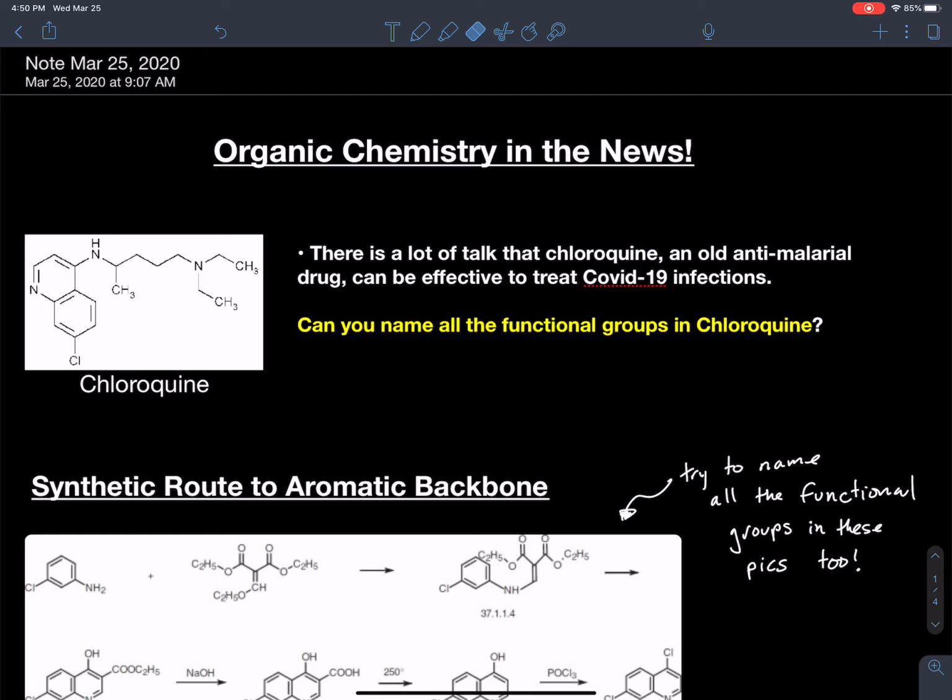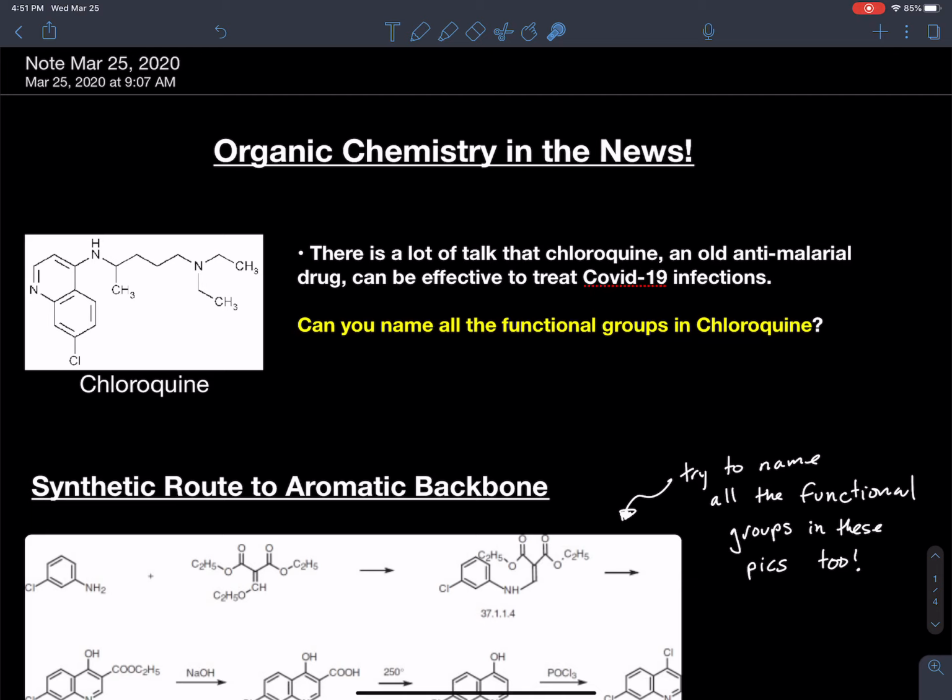But what I thought you guys can do first is let's just take a look at the structure of chloroquine and see if we can name the functional groups. Okay, so we got one over here. These guys are functional groups. I'm sure you can name those. Here's another functional group. And this one we didn't really talk about, but we'll talk about right now. This is called a tertiary amine. It's an amino functional group. It's tertiary because it has 3 carbons attached to it.